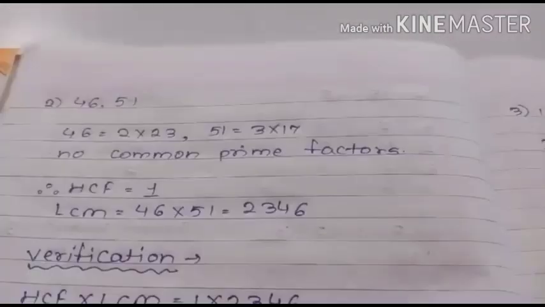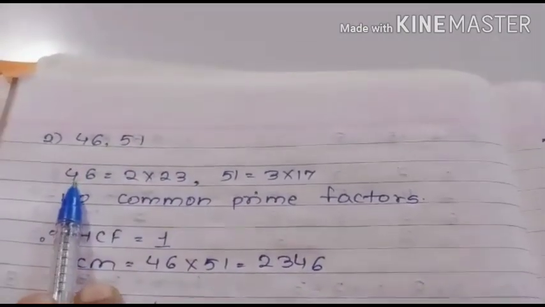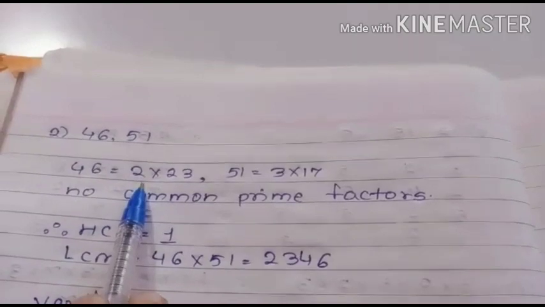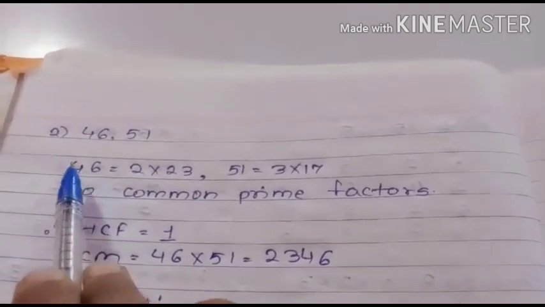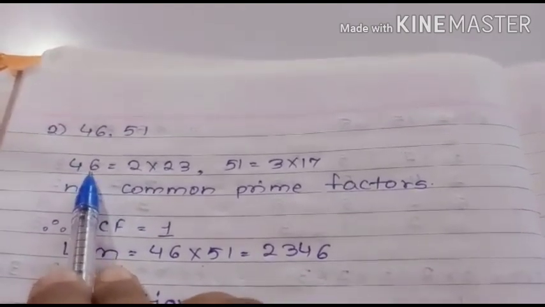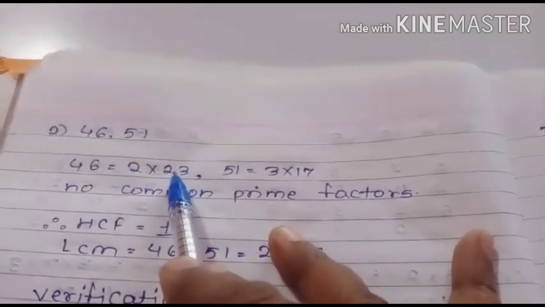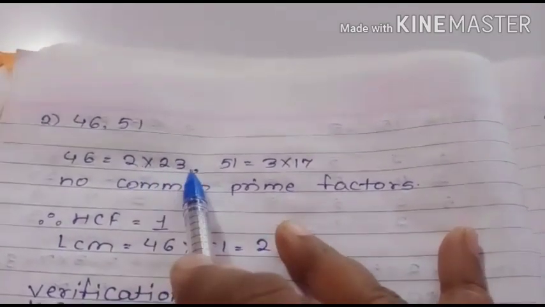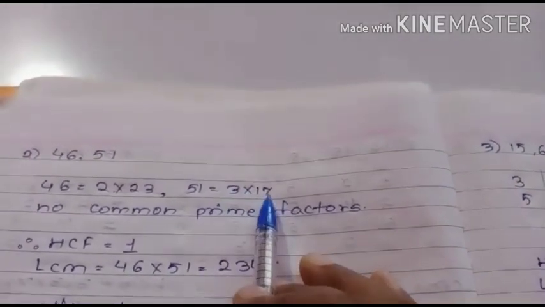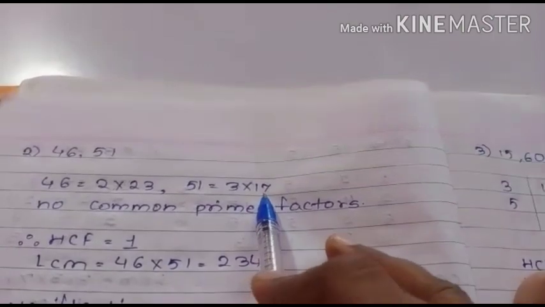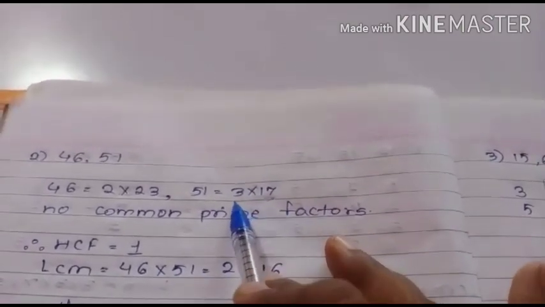Clear to everyone? Now second, 46, 51. Factorize 46. 6 is at the unit place, so it is divisible by 2. 2 2s are 4, 2 23s are 46. So what will my factors be? 2 multiplied by 23. 23 is a prime number, so we stop here itself. 51. Which are the factors for 51? 3 multiplied by 17. Again 17 is a prime number, so it will not be divisible by any next number. So this is the last factor.